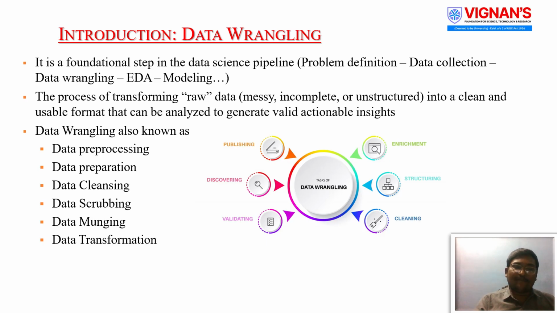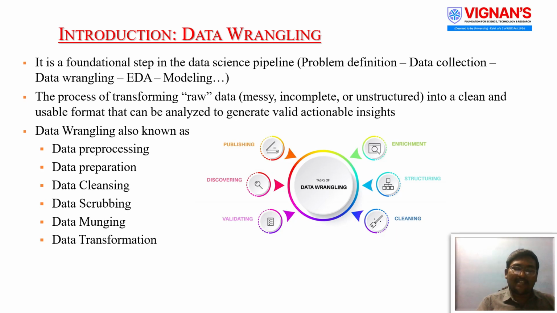Data wrangling is the process of transforming raw data, which is often messy, incomplete, or unstructured, into a clean, organized, and usable format. The transformation enables accurate analysis and helps in generation of valid, accurate insights. In practice, real-world data rarely arrives in a ready-to-use state. It may contain missing values, errors, inconsistencies or irrelevant information also. Data wrangling addresses these issues and ensures quality and reliability.